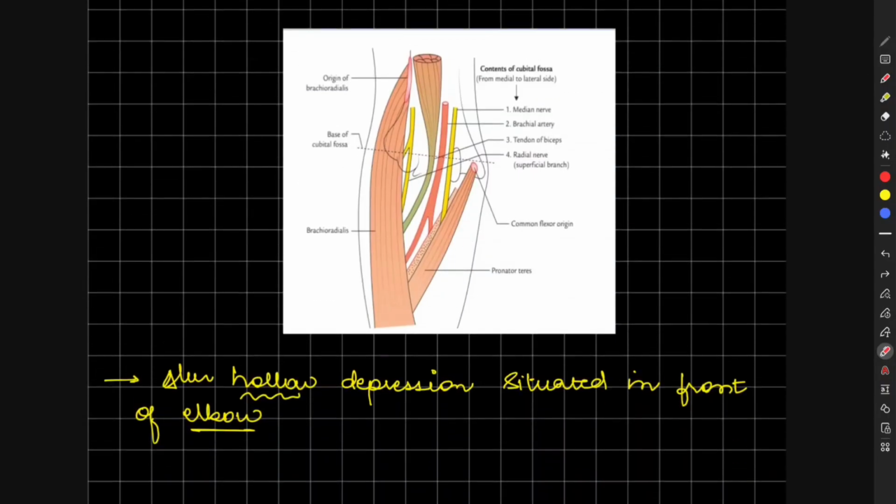Now, as we are done with the boundaries, roof and floor, moving on towards the contents. For the contents, a very easy mnemonic is MBBR or MBBS. It is MBBS because S stands for the superficial branch of radial nerve. Remember whichever version you prefer, MBBR or MBBS.